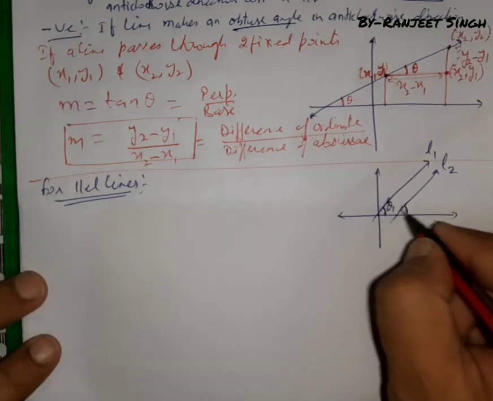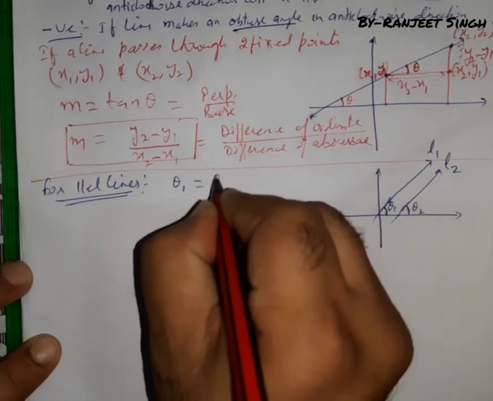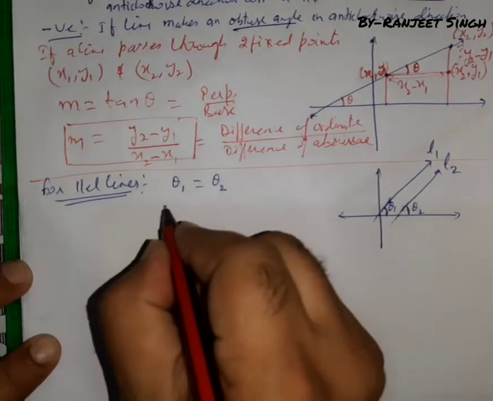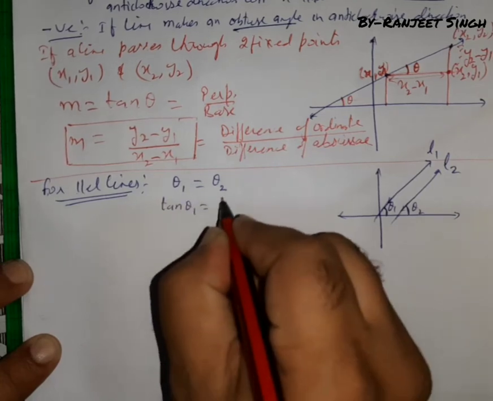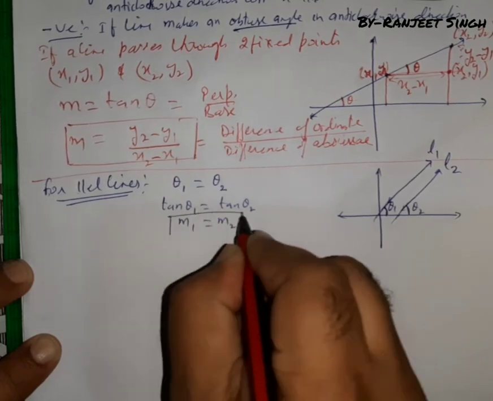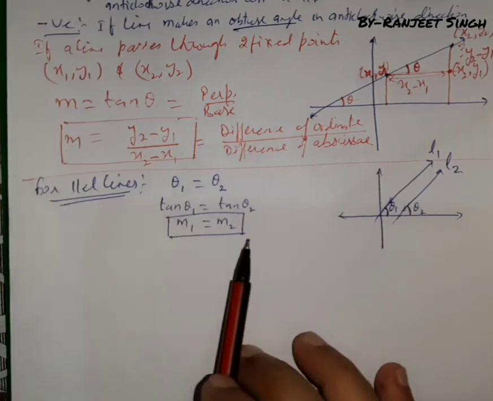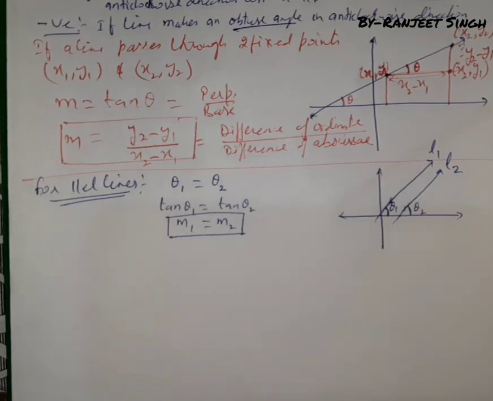Let us say that this is theta 1 and this is theta 2. So for parallel lines, inclinations are equal, means theta 1 equal to theta 2. And now I am taking tan on both sides, so it will be tan theta 1 equal to tan theta 2, means m1 is equal to m2. So for parallel lines, the slopes are equal. If I am saying that the slope of line 1 is m1 and slope of line 2 is m2, then both will have the same slope, that is m1 will be equal to m2. Or we can say that if two lines have equal slopes, then they will be parallel.